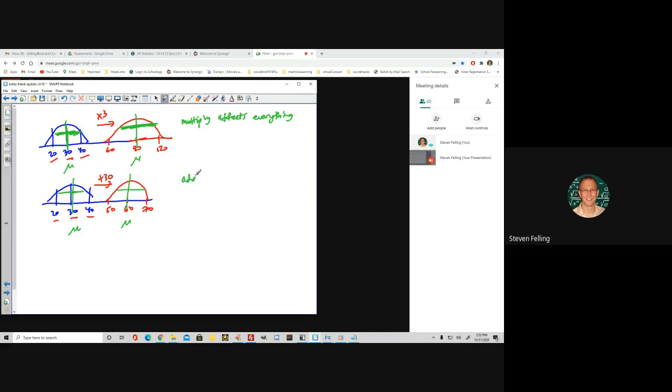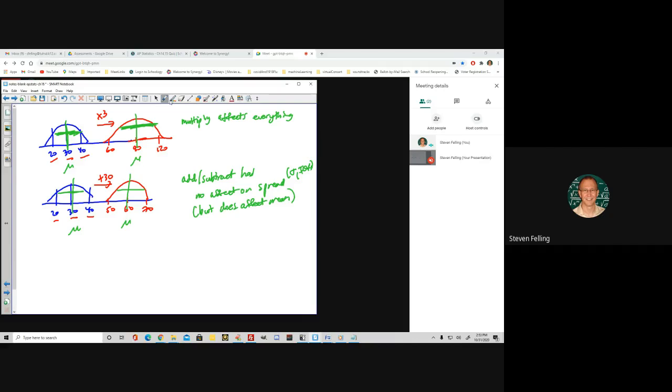So adding or subtracting has no effect on the spread. But it does affect individual values, right? It does affect the mean or any individual value. But things like standard deviation and IQR would not be affected by that.